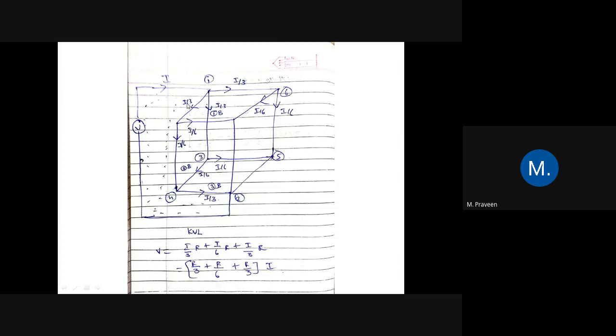So we have written voltage at the corner point 1. Now we have tried for 3. So 3 it is I by 6. Okay, so I by 6 into R, and for 4, that is 4 to 2, this is I by 3 into R. So now we can take I as common. Therefore, R by 3 plus R by 6 plus R by 3.